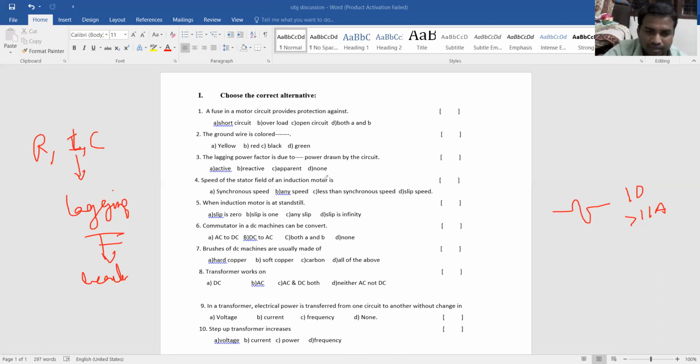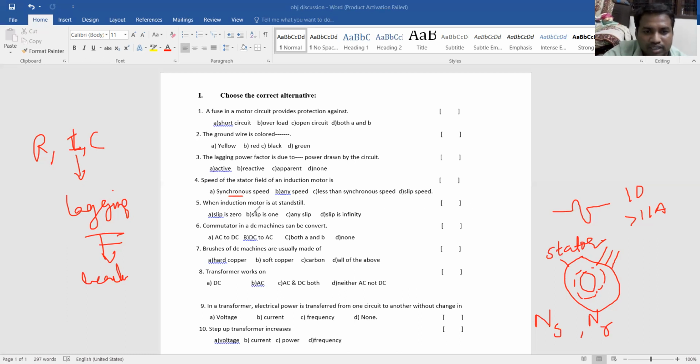Coming to the fourth one, speed of the stator field of the induction motor. You are having stator as well as rotor. Here we are injecting three-phase supply to the stator, so there will be a rotating magnetic field. That speed we represent as synchronous speed, and inside you are having the rotor, whose speed we represent as Nr. The question is asking about the stator, that means the outer part. So stator speed is the synchronous speed.